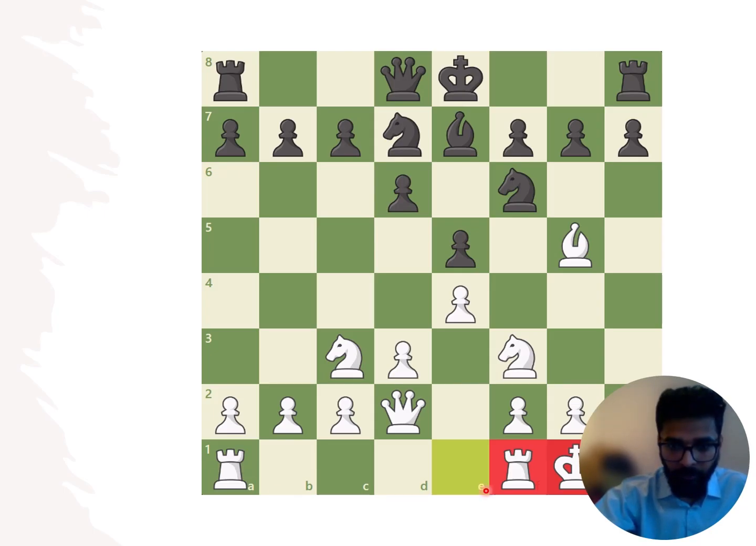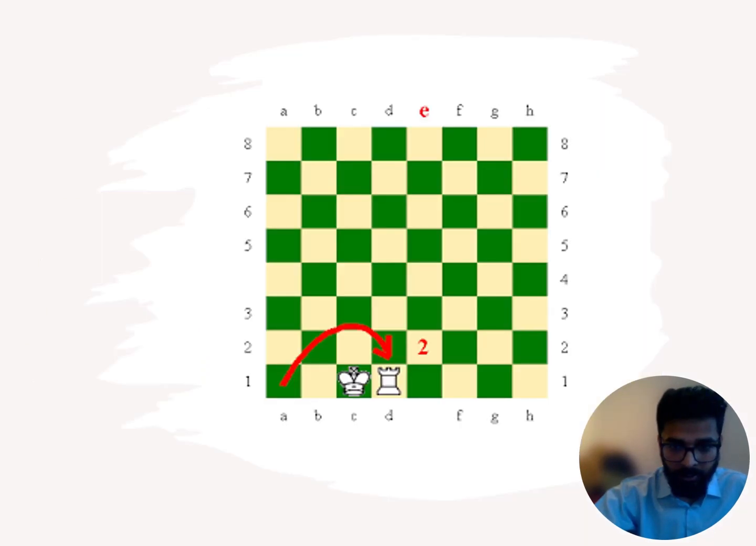This is the example of king side castling, and over here the rook jumps like that and the king moves like that.